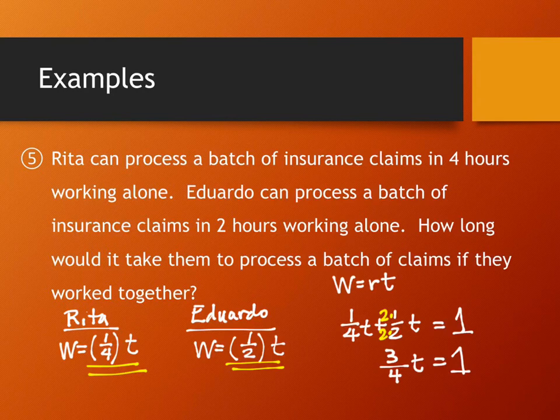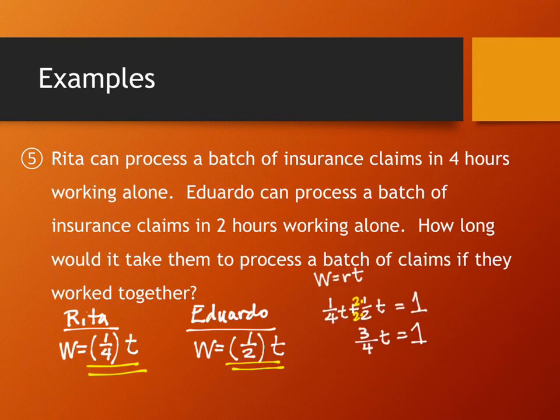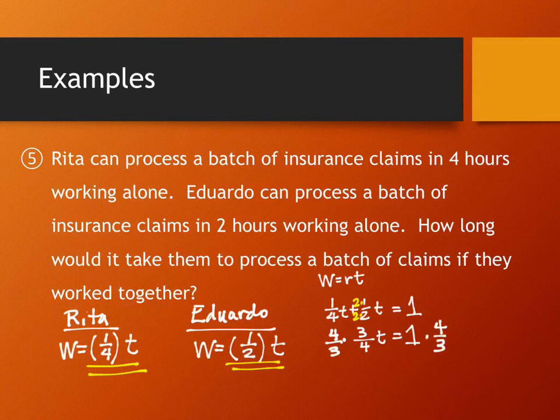And then what would we do to solve for T? What was it? Divide by 3/4 or multiply by the reciprocal. So I can multiply by the reciprocal. So 3/4 times 4/3 cancels, which is the reason we chose it. 4/3. 4/3 what? Of an hour. Now it feels funny to leave that way.